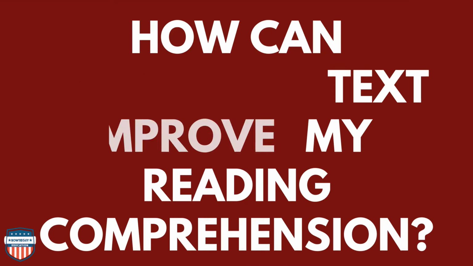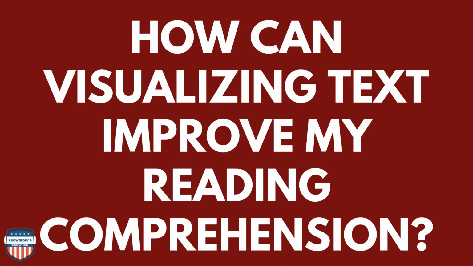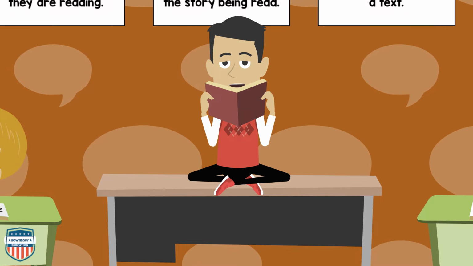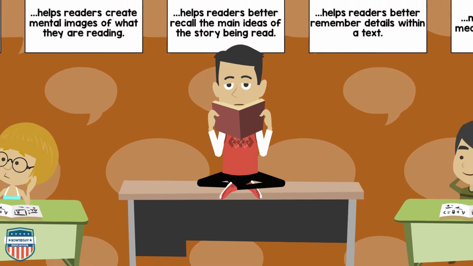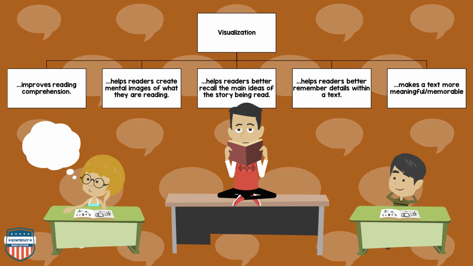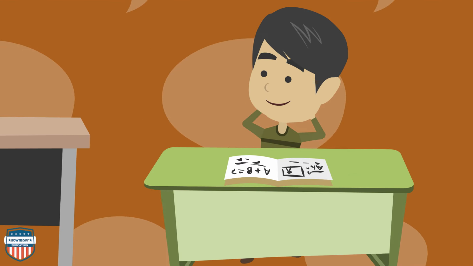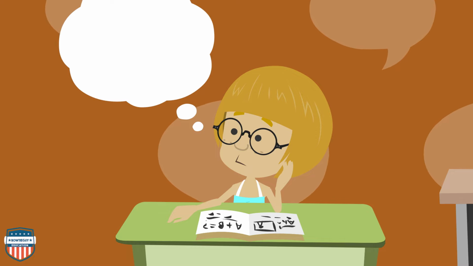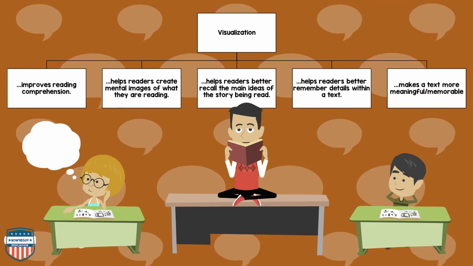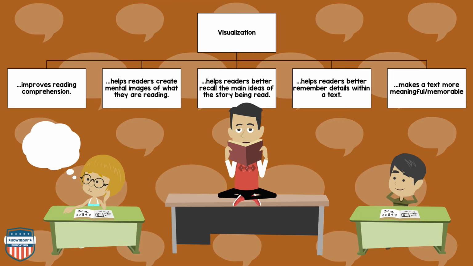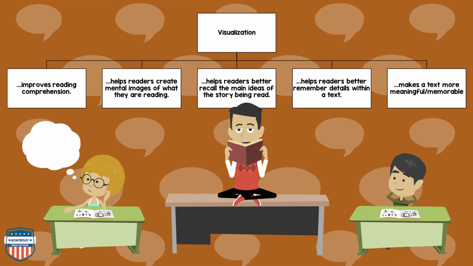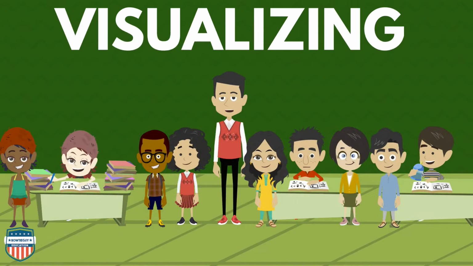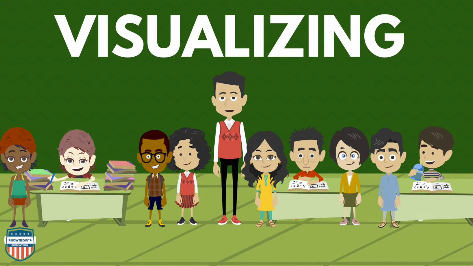How can visualizing text improve my reading comprehension? Visualization improves reading comprehension. It helps readers create mental images of what they're reading. It helps readers better recall the main ideas of the story being read. Visualization helps readers better remember details within the text, and visualization also makes a text more meaningful and more memorable. When you make the text that you're reading more memorable and more meaningful, you have ownership, which gives you the ability to be able to explain the text to someone else.